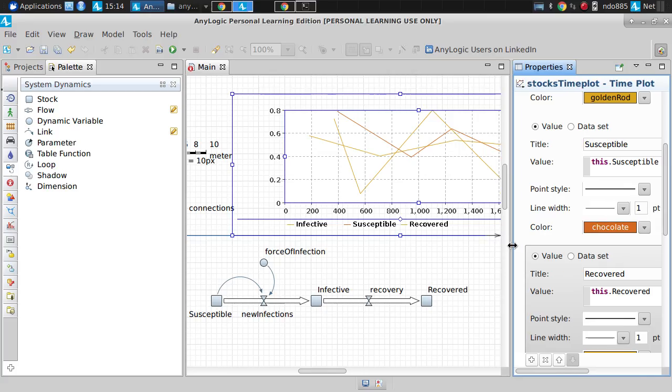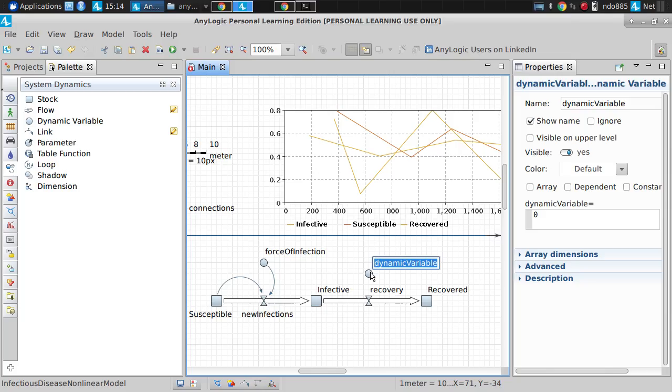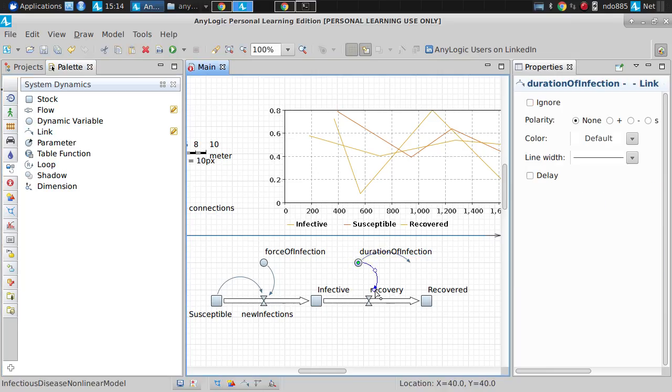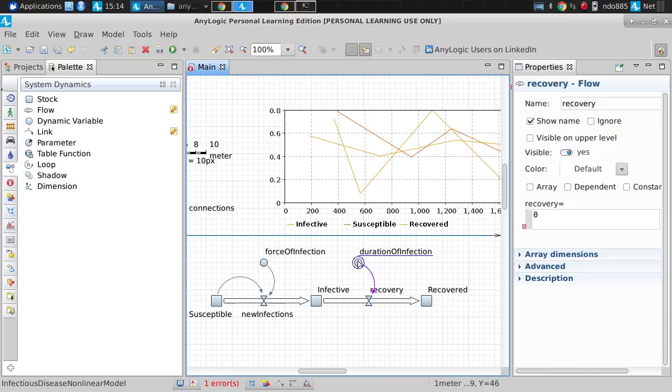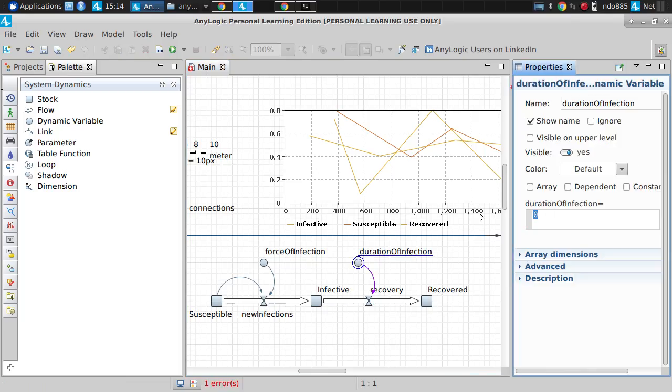We are going to add in a simple delay here, ladies and gentlemen. We're going to add in a recovery delay that's going to be temporary, as we'll see, as a dynamic variable, and it's going to be called duration of infection. And it is going to be 36 hours. 36.0 hours. And I would like there to be another first order delay with duration of infection.